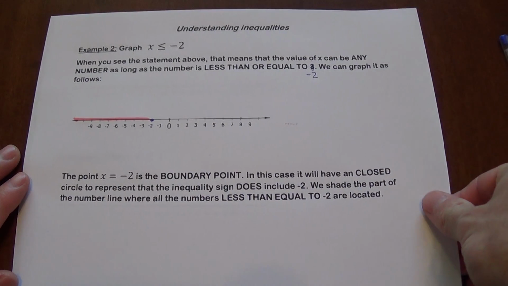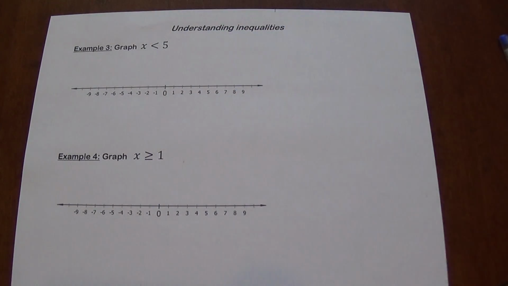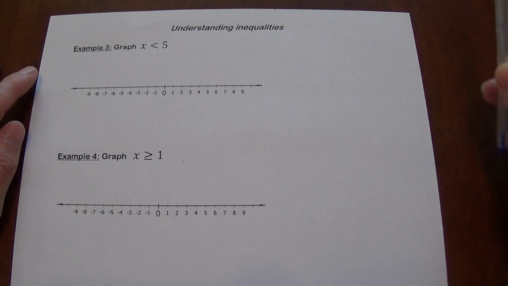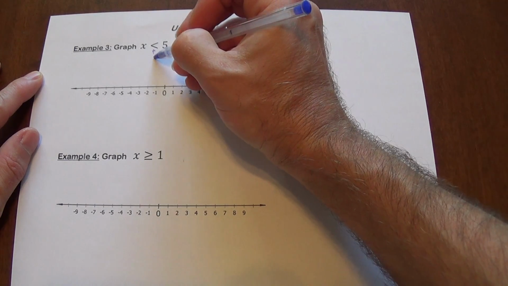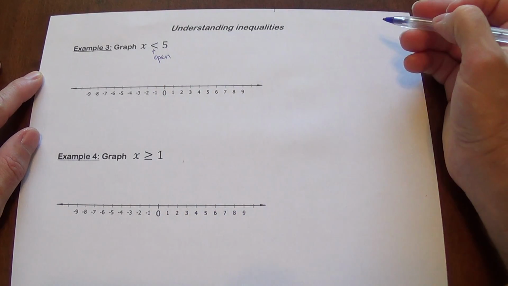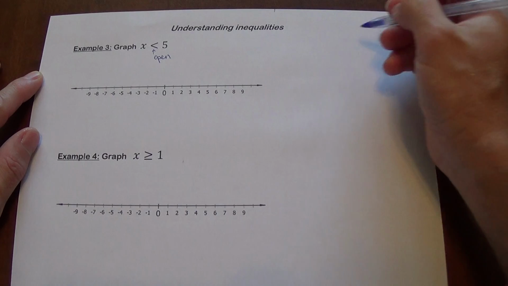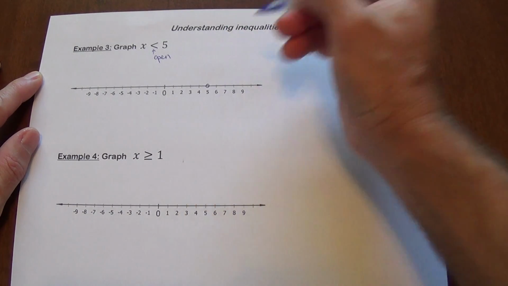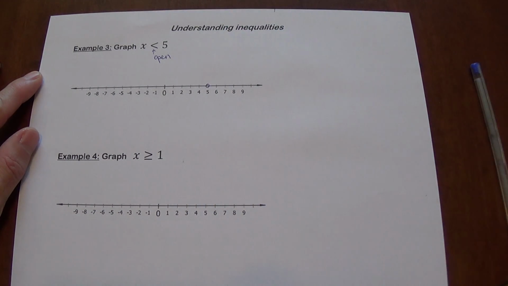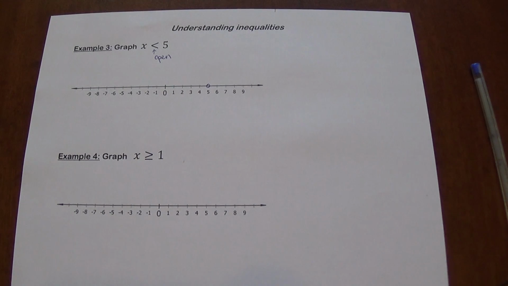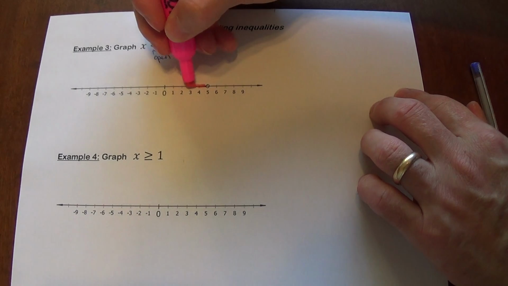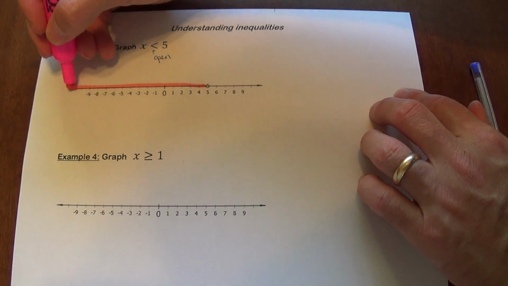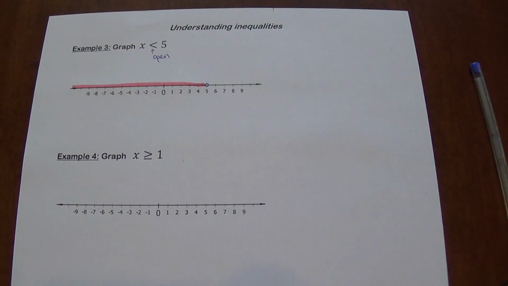Okay, a couple more. We want to do x is less than 5. First of all, we need to understand this one means it's going to be open, right? Because it's just less than. So here's 5. We're going to have an open circle there. Where are the numbers that are less than 5? They are located on the left, right? So we are going to shade the left side of the number line.